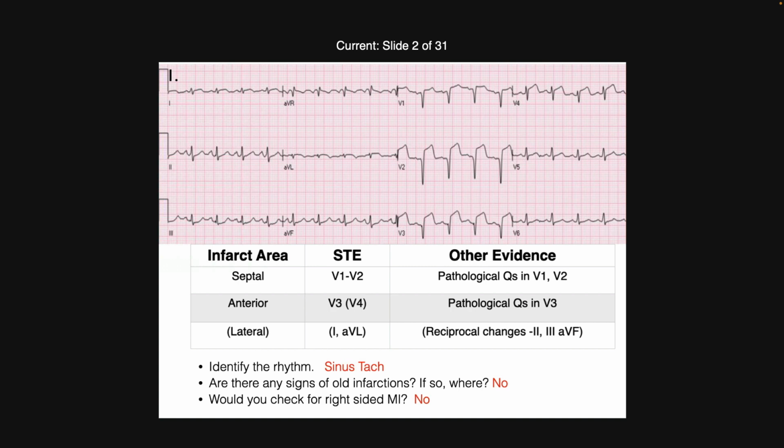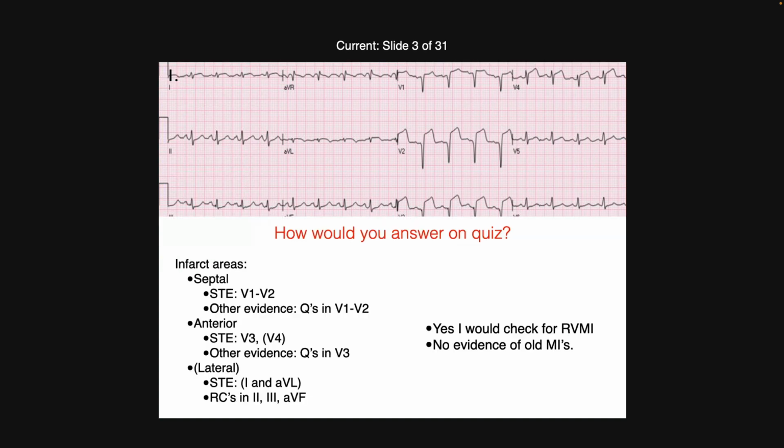Now, I only do this on one answer here, but how would you do it on the quiz? Because remember, there's no chart, so this is how you would do it. You would say septal, ST elevation, V1, V2, other evidence, Q waves; anterior, ST elevation, V3, V4, other evidence, Q waves. That's wrong. I'm not sure why I said yes, I would check for right-sided MI. Totally wrong, okay? So I'll change that.